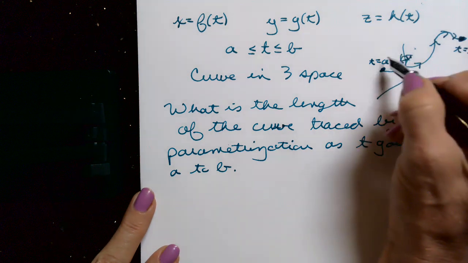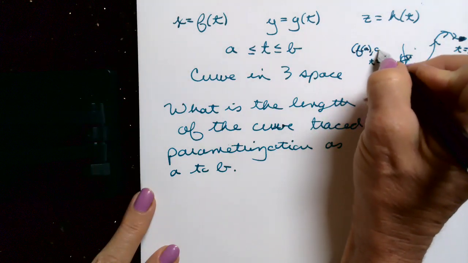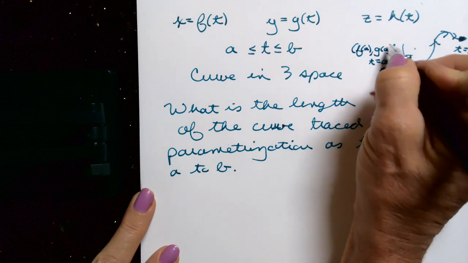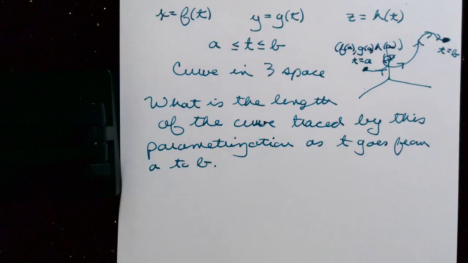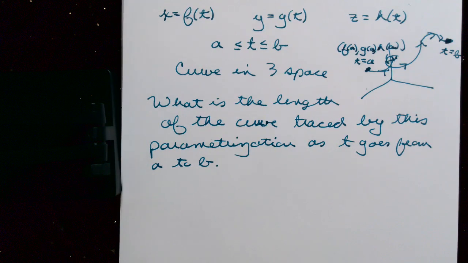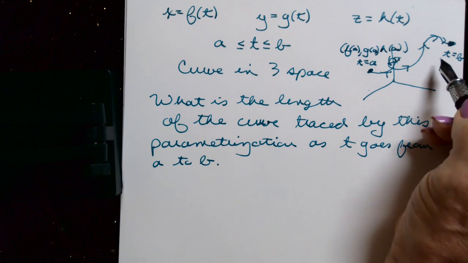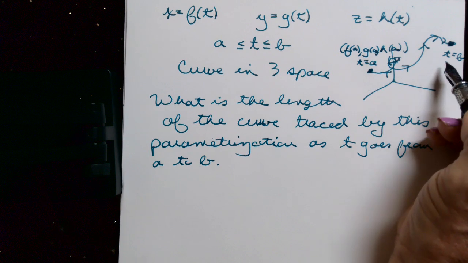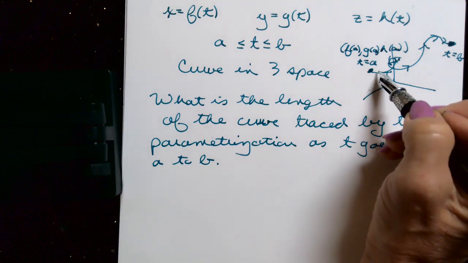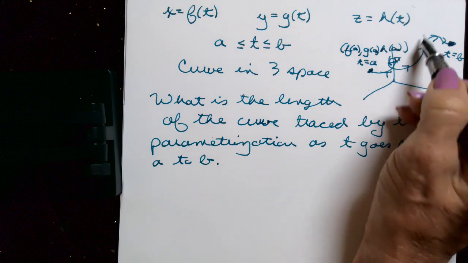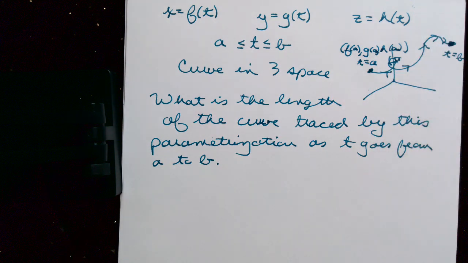At t equals a, the coordinates of the curve are f of a, g of a, h of a, and similarly, f of b, g of b, h of b at this endpoint. We want to know, if you wanted to lay a piece of string along this curve, how long would that string have to be to fit it exactly?